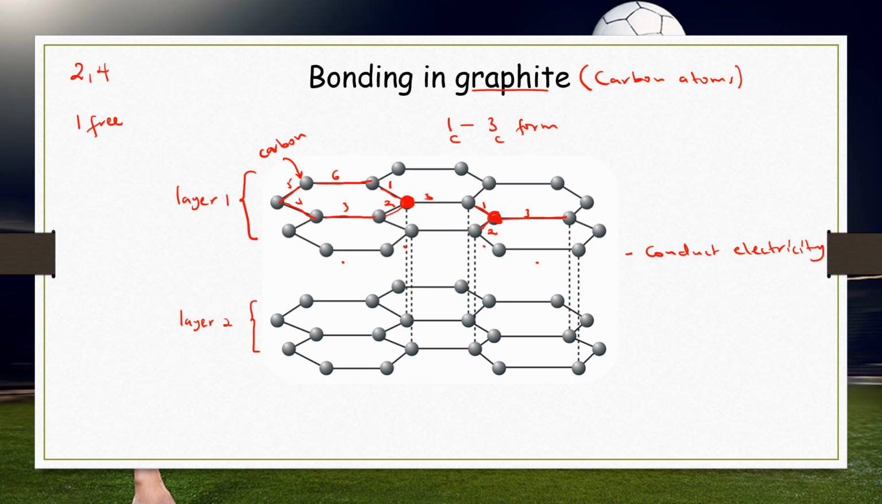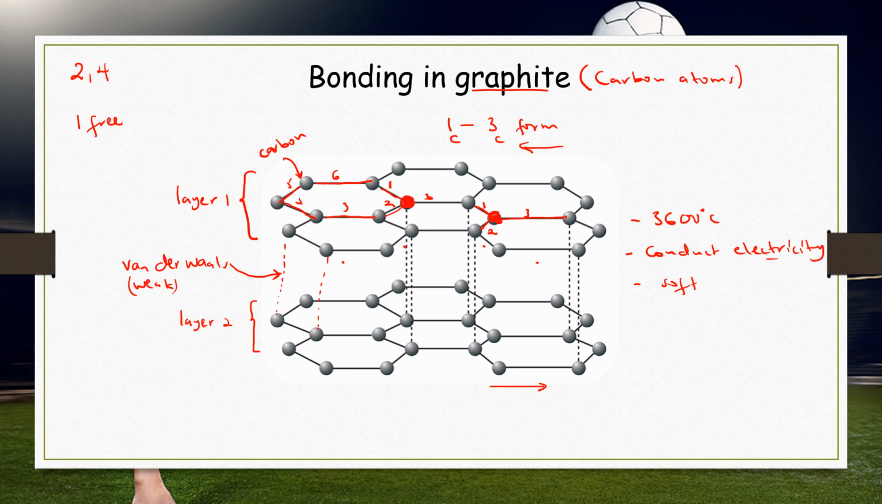However, these layers are being held together by weak forces of attraction, and these weak forces of attraction we call van der Waals forces of attraction. They're actually weak. That's why when we apply some force, these layers can easily slide past one another. So graphite is relatively soft and can conduct electricity.